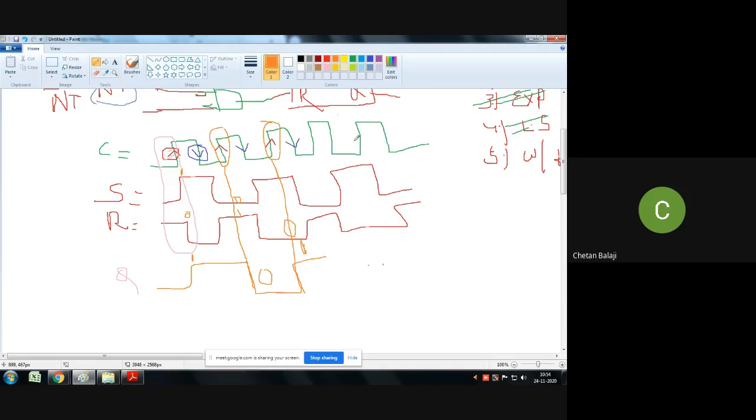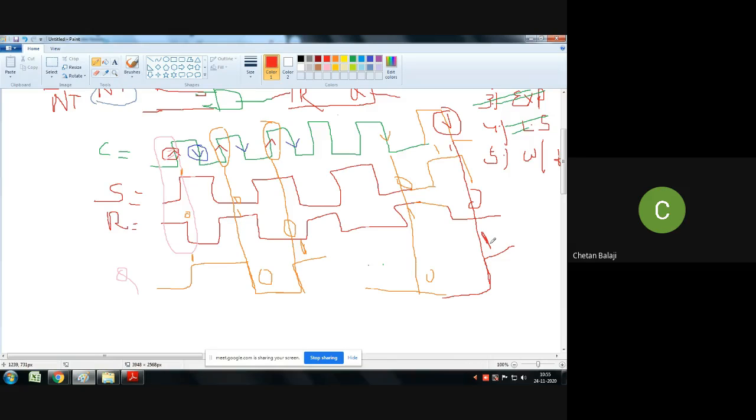If you go for negative edge trigger, it checks at this point. If I come at this point, my S is 0, R is 1. Therefore at that point, since reset is 1, my output will be 0. If the clock goes again here and I make S as 1, R is 0, therefore at the same point output Q becomes 1.